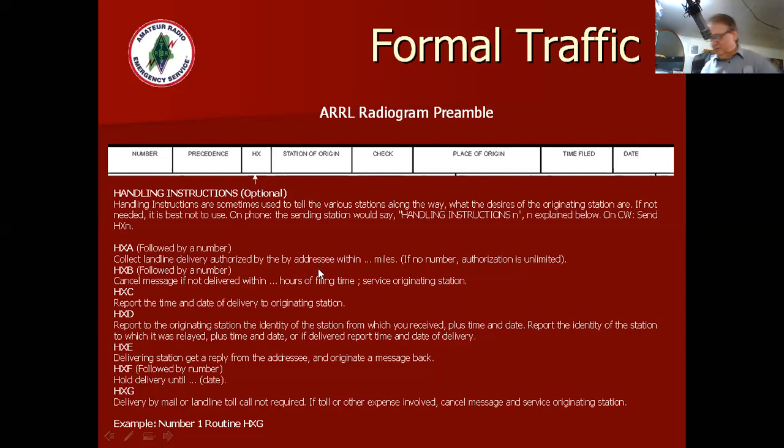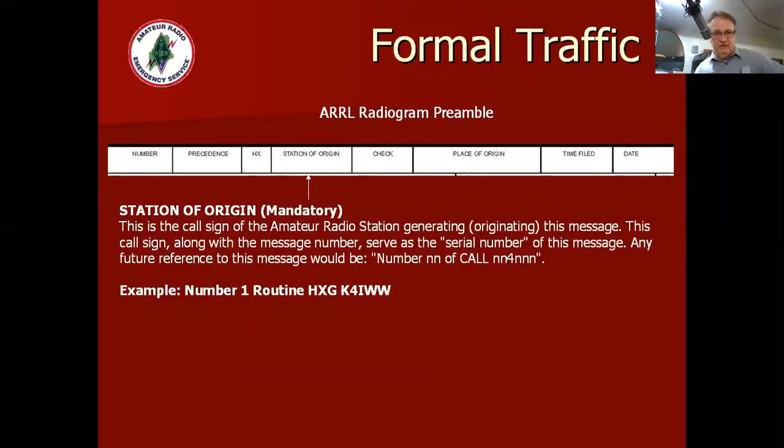And I see we're running low on time. I got a warning from Zoom. They give us 30 minutes on this thing. Anyways, HXB is report the time and date of the originating station, C, and so forth. And these, you can look over at your leisure. They're in your book to see how you utilize them, but that's where that goes.